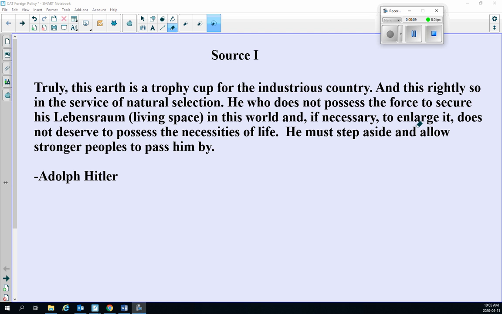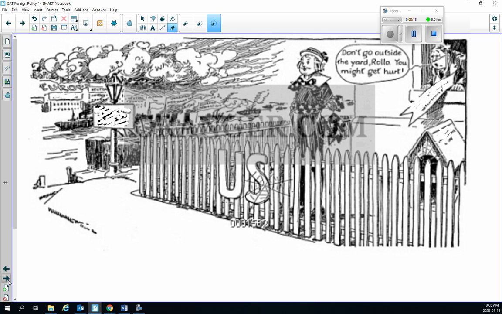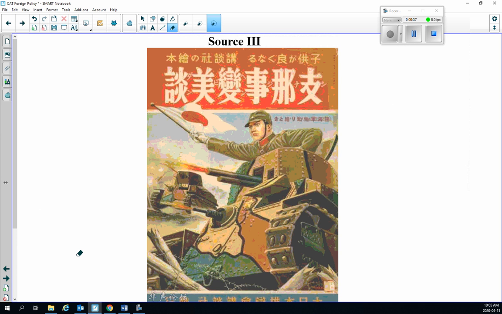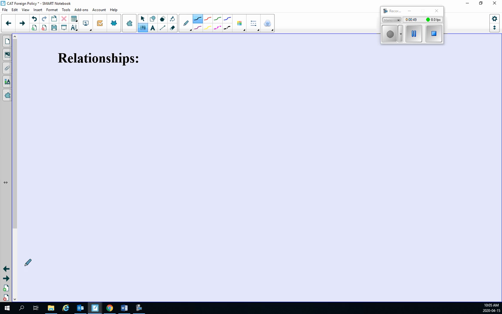So you probably forgot, source one from last week was the quote from Adolf Hitler about Lebensraum, German living space. We looked at the cartoon just yesterday, and this was critiquing the American foreign policy of isolationism. America in its front yard, overlooking the Atlantic and seeing war in Europe, but not committing and getting involved in it. And this one we just covered, the piece of Japanese propaganda advocating Japanese expansionist foreign policies. So what we do now, as you know, is we need to link these sources together.